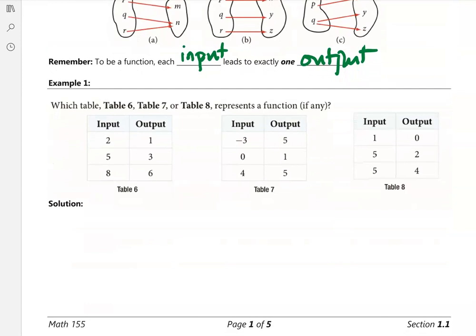Okay, let's have some examples here. Which table, table 6, table 7, or table 8 represents a function, if any? Table 6 is a yes. How about table 7? -3, 5, 0, 1, 4, 5. So again, it is a yes.